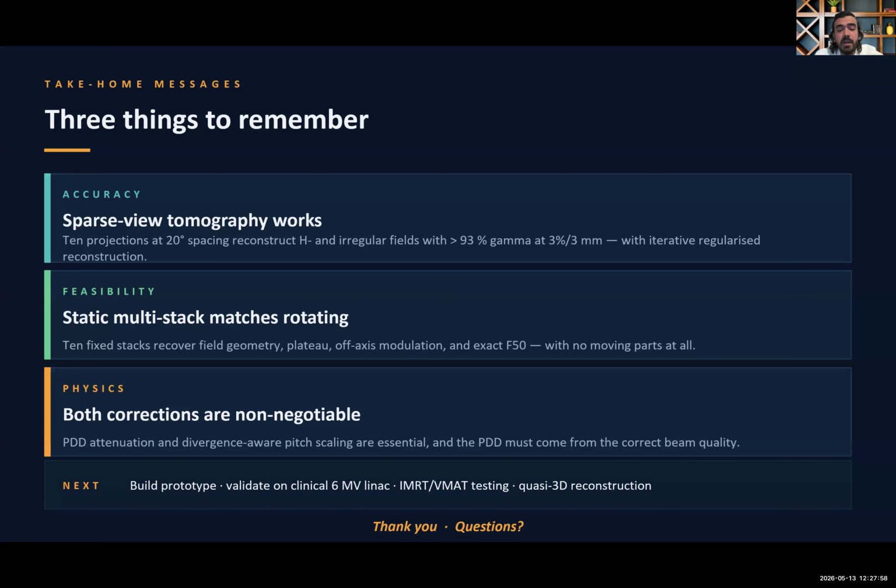Looking ahead, the next steps are to build a physical prototype and validate on a clinical LINAC under 6 MV radiation.